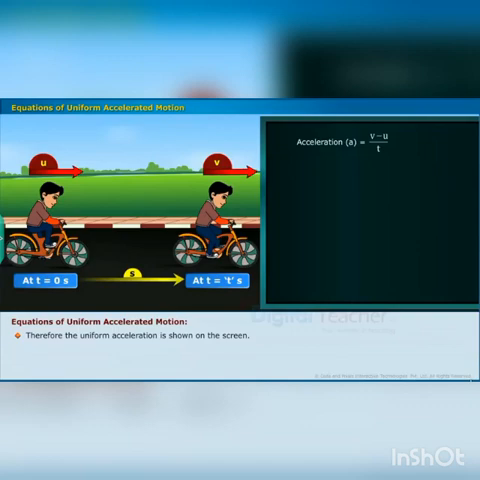Therefore, the acceleration a is equal to (v minus u) by t. Then a into t is equal to v minus u. That is, u plus at is equal to v. Consider it as equation 1.